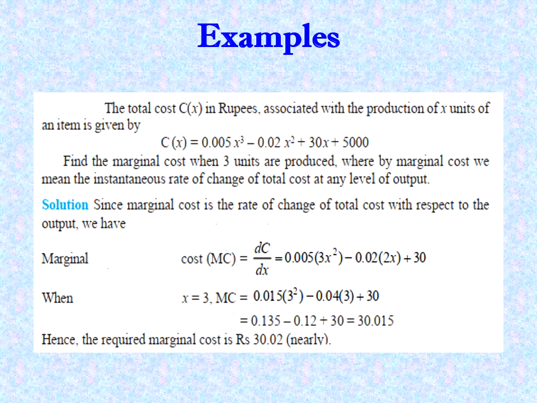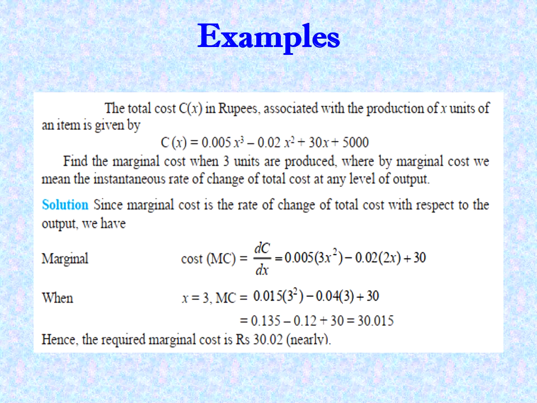The total cost C(x) in rupees associated with the production of x units of an item is given by the cost function C(x) is equal to 0.005 x cubed minus 0.02 x squared plus 30x plus 5000. Find the marginal cost when 3 units are produced, where by marginal cost we mean the instantaneous rate of change of total cost at any level of output. Since marginal cost is the rate of change of total cost with respect to the output, we can write marginal cost MC is equal to d/dx of the cost function.